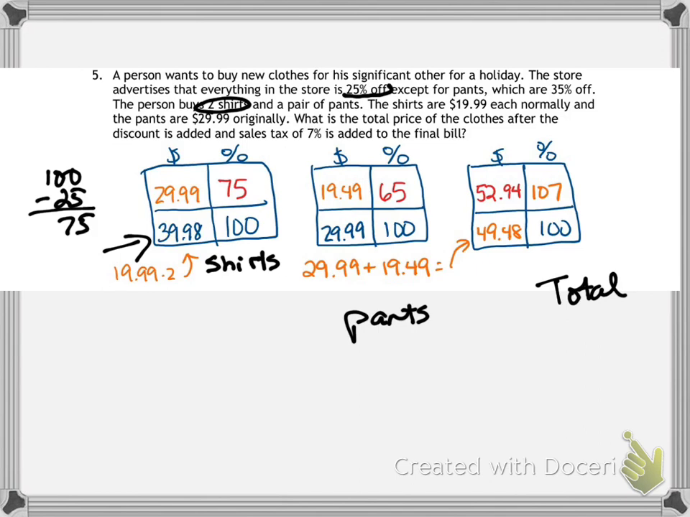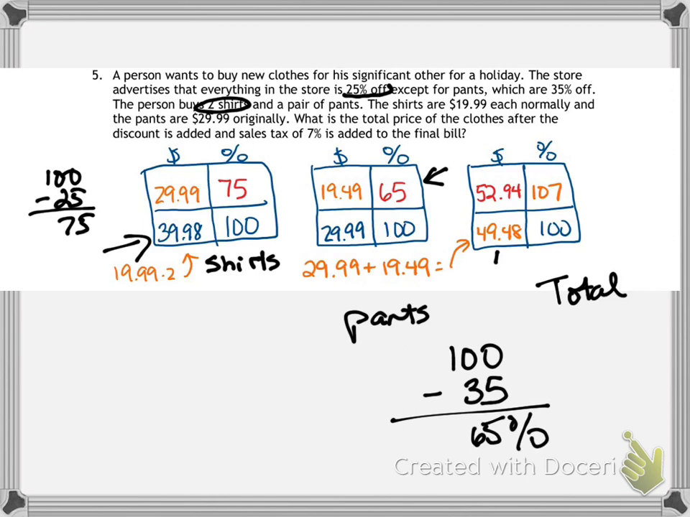The pants were originally $29.99, and they are 35% off. If they are 35% off, you are paying 65% of the original price. That is why I wrote 65 there. $29.99 times 65 divided by 100 is $19.49. That's how much the single pair of pants are.